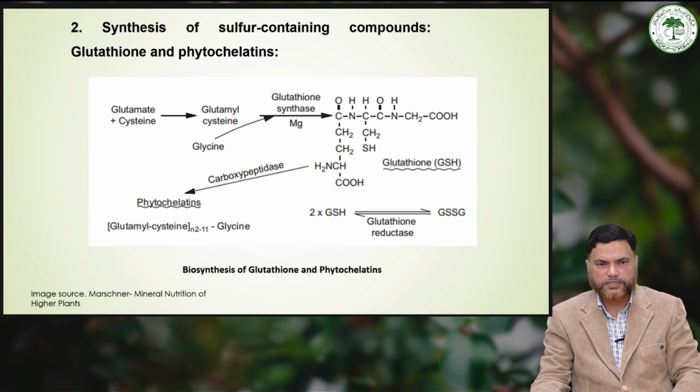Another significant sulfur containing compound is glutathione, which is a tripeptide composed of cysteine, glycine and glutamate. Glutathione serves as a very important, potent antioxidant, protecting cells from oxidative damage by scavenging reactive oxygen species and free radicals. It also participates in the detoxification process by conjugating with toxic compounds, facilitating their removal from the cell.